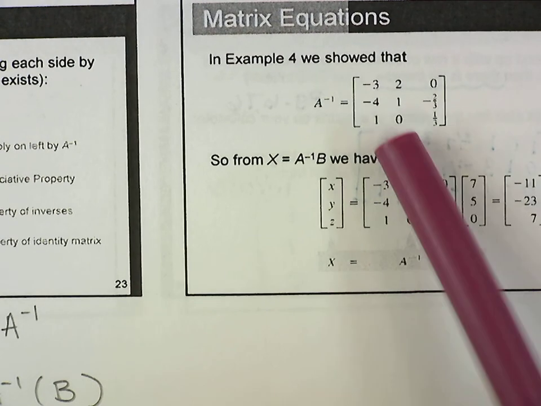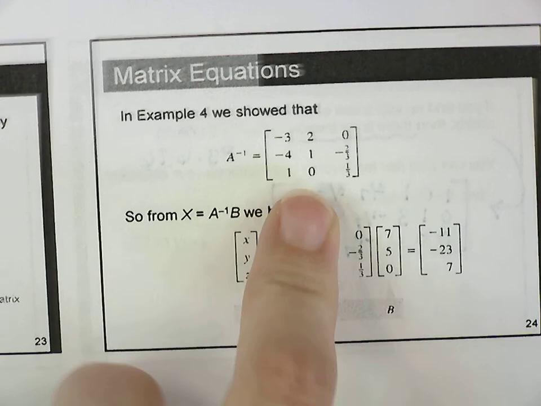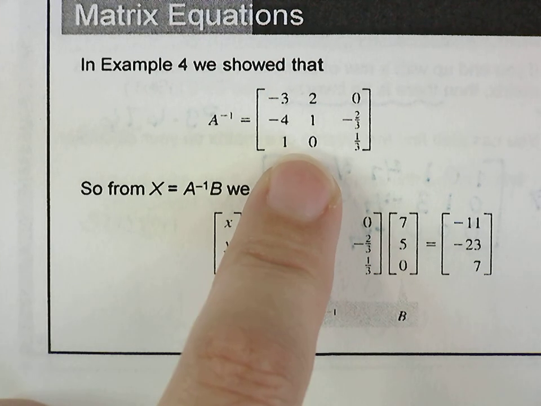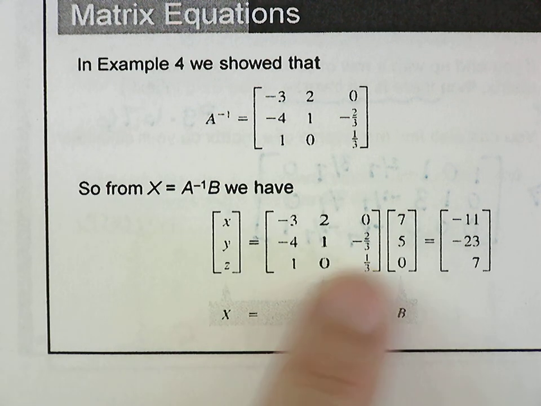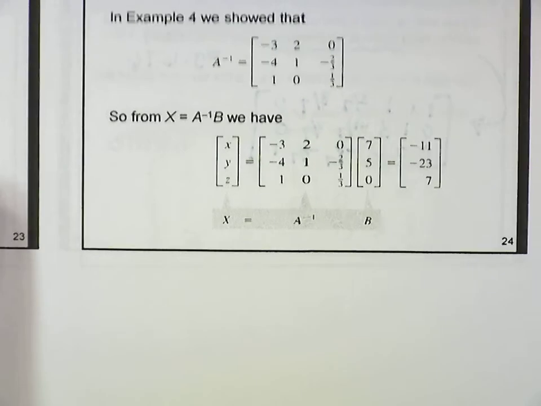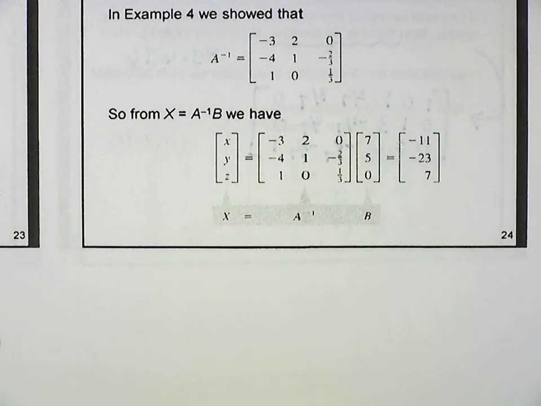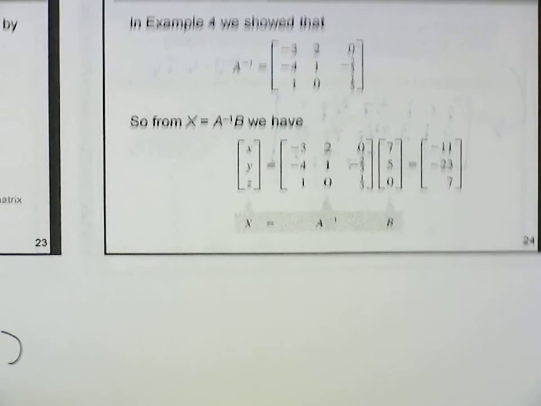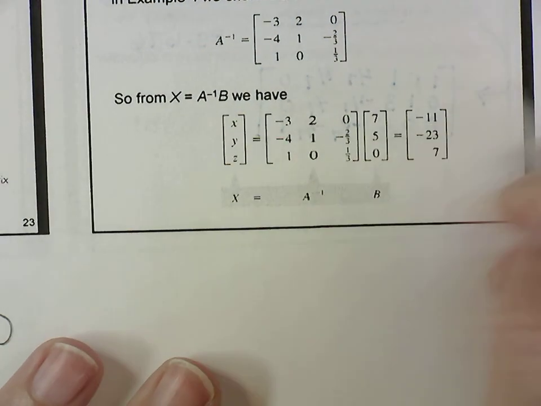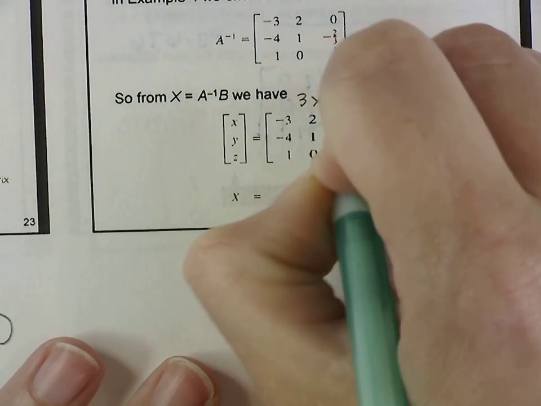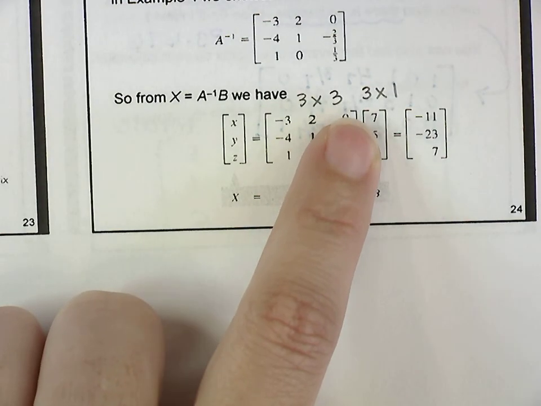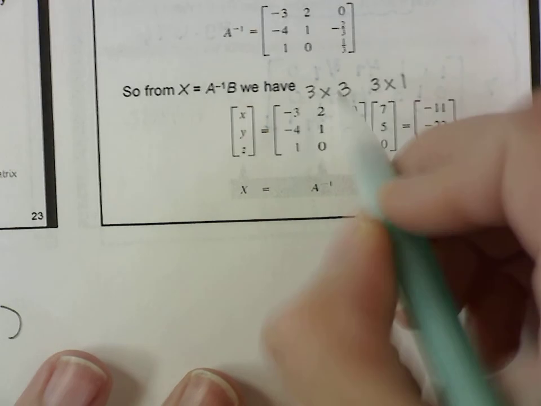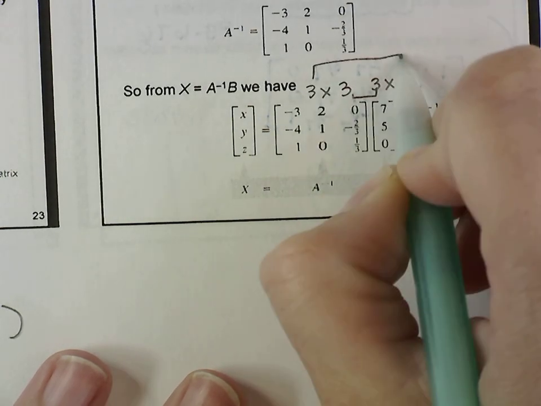All right, so this is in example 4. We showed what the inverse of A was, so we're just pretending that this is given to you. If this is your inverse of A, then you can multiply that by B to find your x, y, and z. You could also do this by hand, and I'll show you how. This is a 3 by 3 matrix and this is a 3 by 1. Can we multiply those together? What's our result going to be? A 3 by 1. Those match, so our result is going to be a 3 by 1.